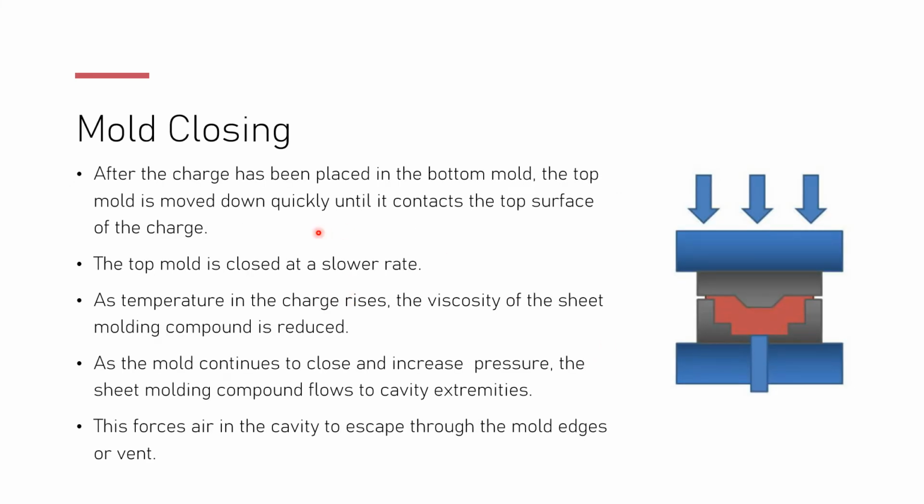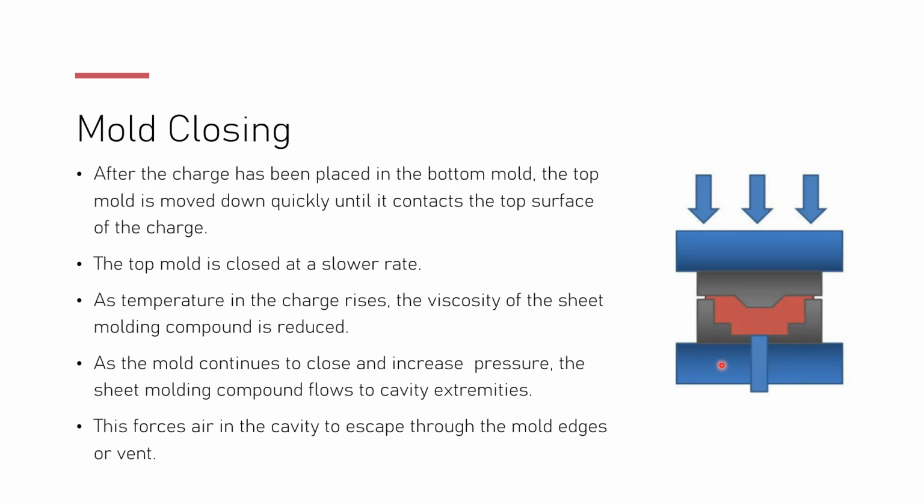And then we're going to close. So mold closing. After the charge has been placed in the bottom mold, the top mold is moved down quickly. Press it until it contacts the top surface of the charge. You're compressing it now, and then the top mold is closed at a slower rate. Go slow. You need a slow pressure to shape the charge or product.